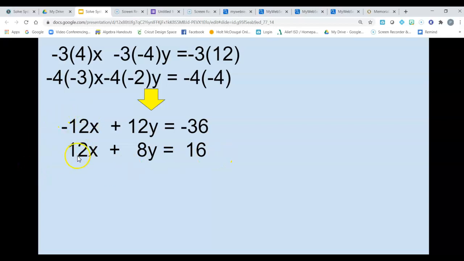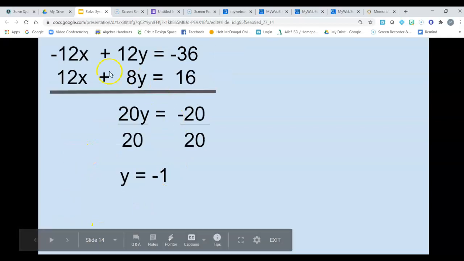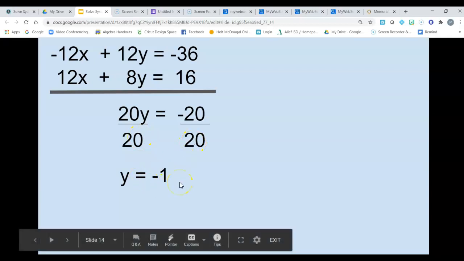Now I have the same number here. One is negative. One is positive. So I'm going to add my equations. This is 0. 12y plus 8y is 20y. Negative 36 plus 16 gives me negative 20. And I divide by 20 to get y is negative 1.